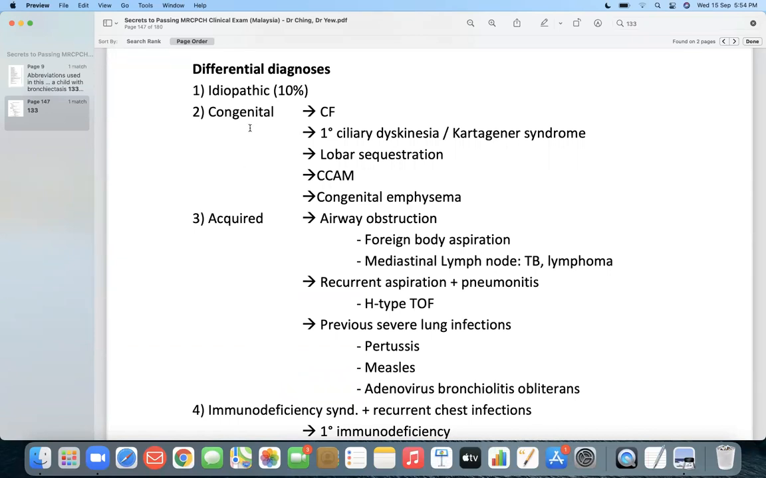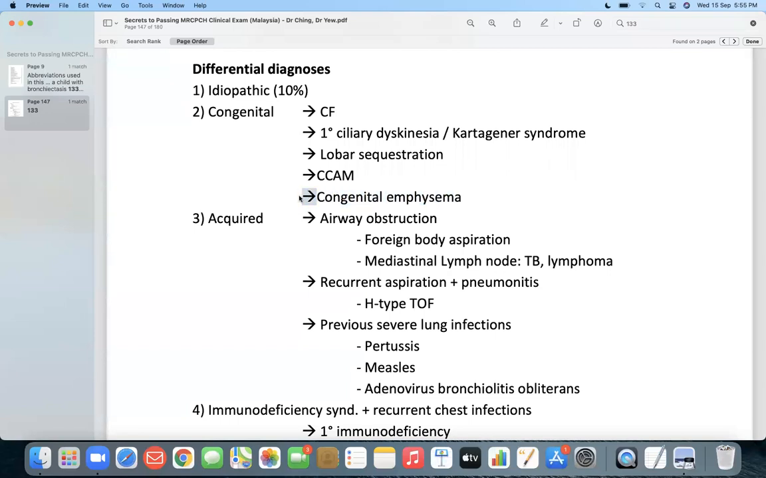So mainly this child is 5 years old already. Lobectomy is done, maybe due to congenital causes, or can be due to infections, but less likely. Also can be due to immunodeficiency as well. So congenital is cystic fibrosis, primary ciliary dyskinesia or Kartagener syndrome, lobar sequestration, congenital adenomatoid malformation, congenital emphysema. These 5 things you can remember.